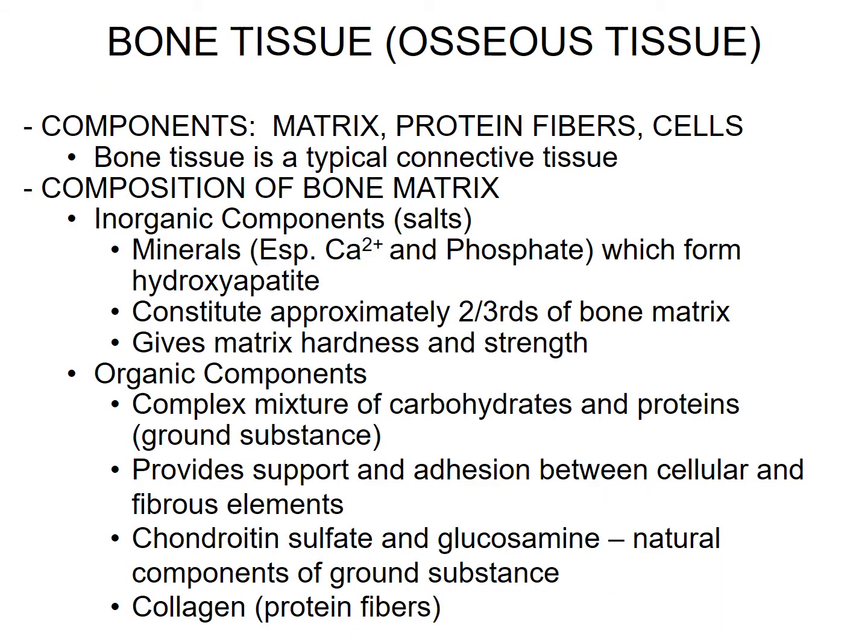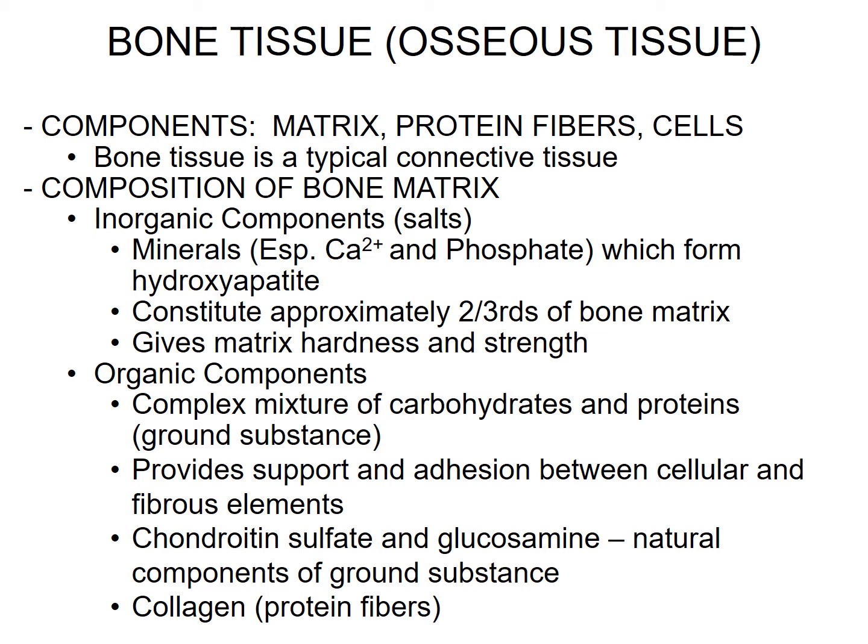So what is bone tissue actually made up of? Since it's tissue, we know it's made up of cells, right? Cells build tissues, tissues build organs. And because it's a connective tissue, we're going to have a lot of matrix. And dispersed throughout that matrix, we're going to have a lot of different proteins.